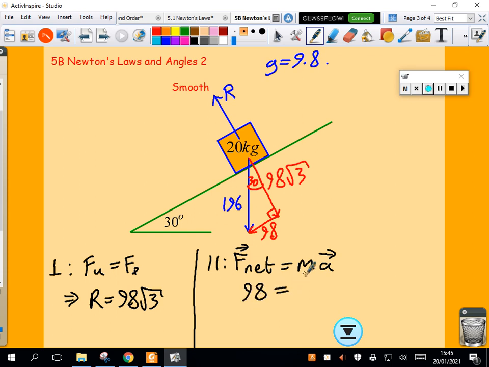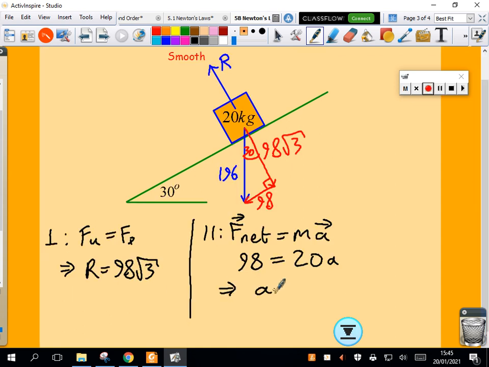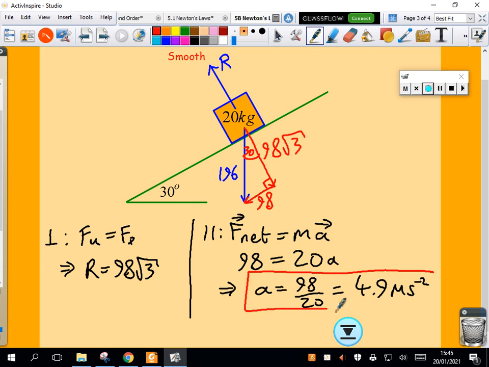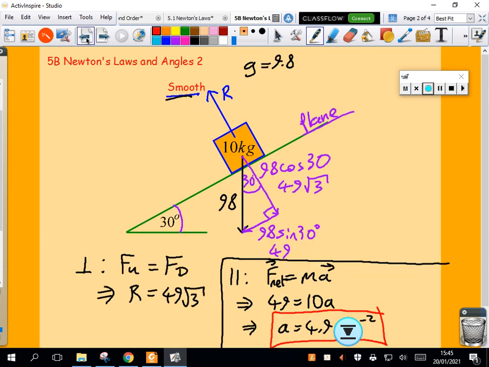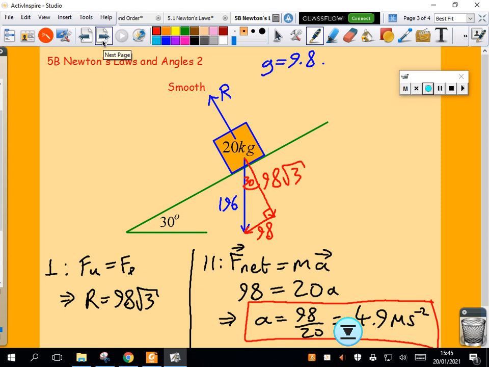And that's equal to the mass, which is 20, times a. Solving there, the acceleration is going to be 98 divided by 20, which is going to be 4.9 meters per second squared, which is exactly the same as when we had a 10 kilogram object in here. Okay, the acceleration is the same. And it can be shown for any object of any mass sliding down here, if it's a smooth surface, the acceleration will always be the same.